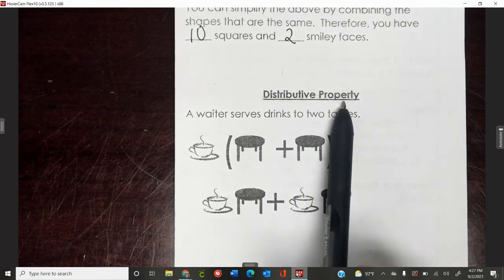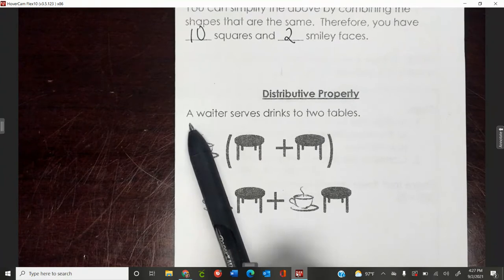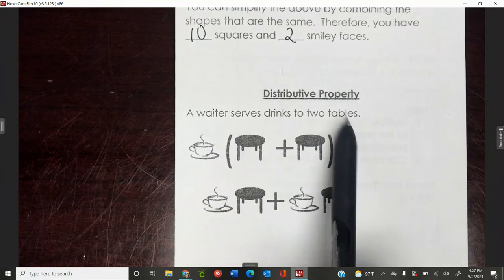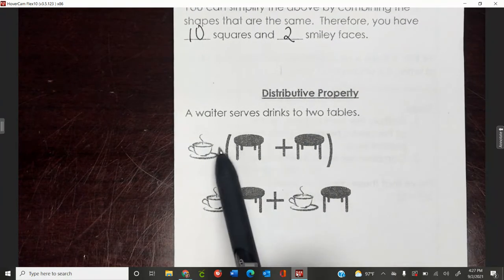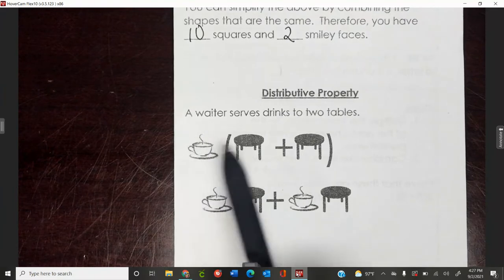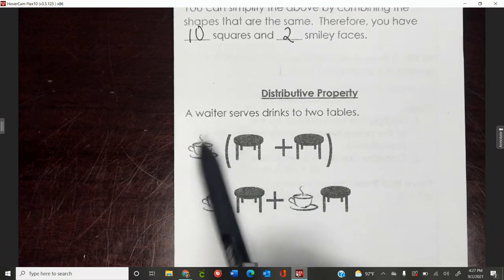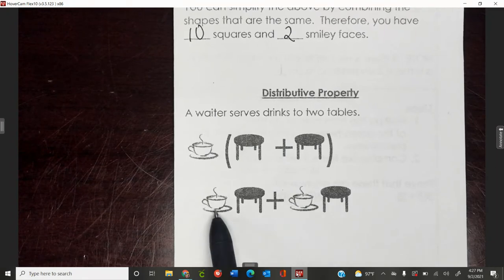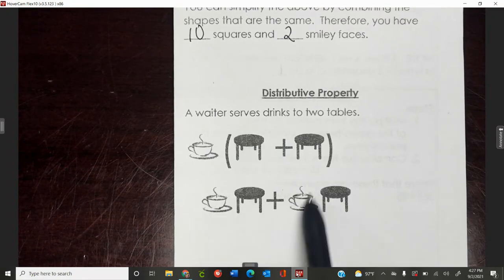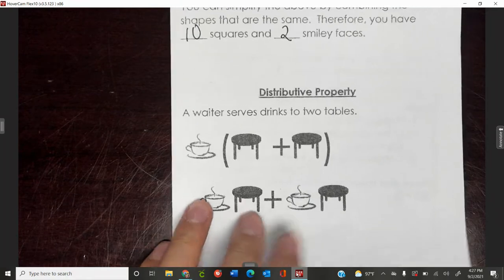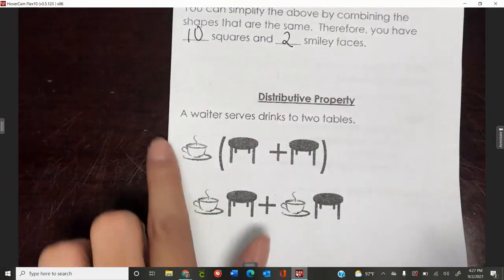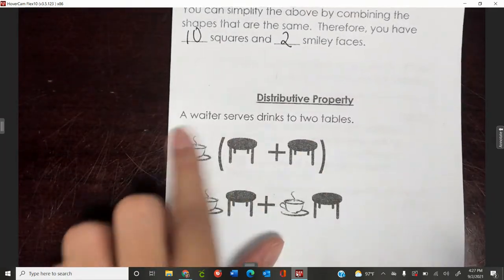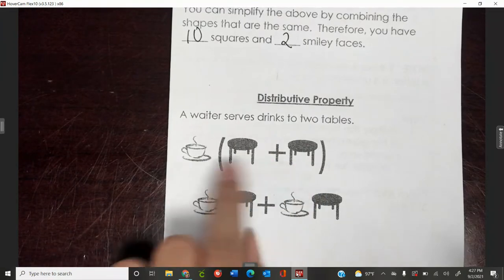So here I have the distributive property. It says a waiter serves drinks to 2 tables. So here I have the 2 tables and the waiter has the drinks. So all of the tables get drinks. So here now I have this grouped as a table with a drink plus tables with drinks. So that's just a little pictorial for you. So again, everything inside that parentheses, or both tables, would get a cup of coffee or a drink.